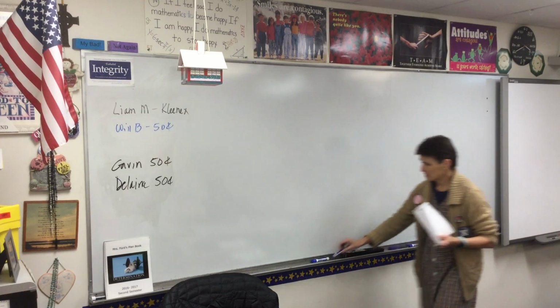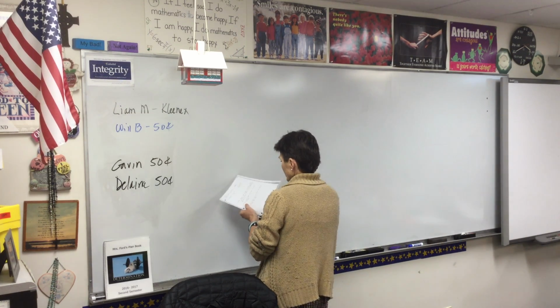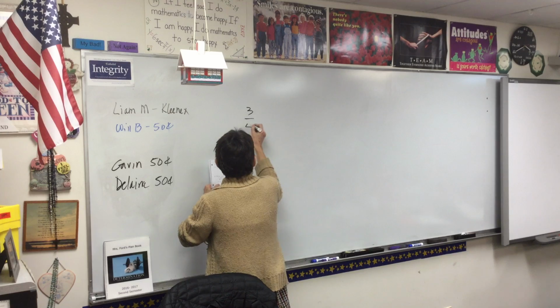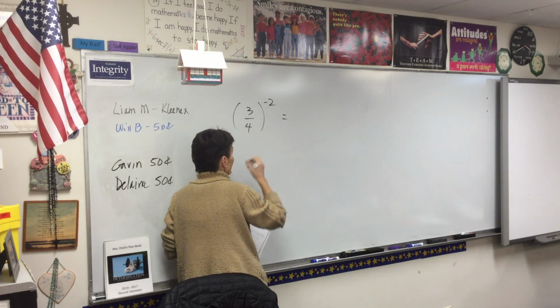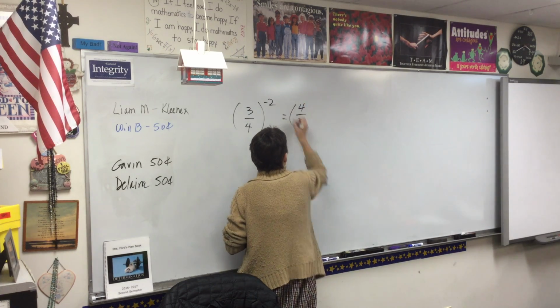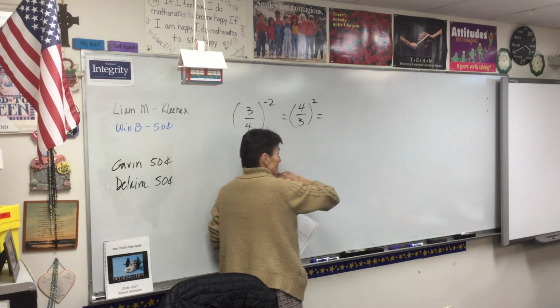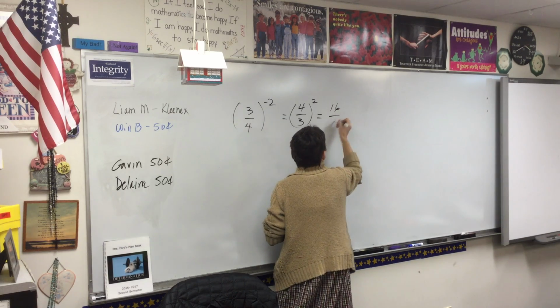Oh, this is like the one we just did. Kind of, I guess, like it. 3/4 to the -2nd. What does the negative do? Flip it, so it's 4/3 to the second, which gives us 16/9.